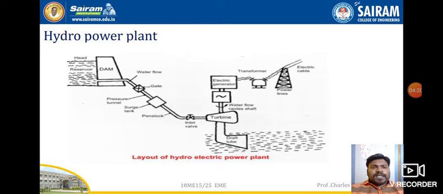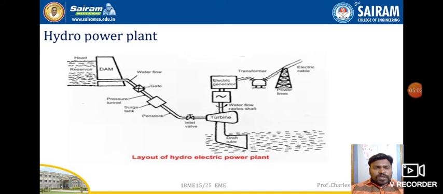There is a gate, so whenever we want the water to flow, the gate is opened and the water starts flowing. There is a pressure tunnel and pressure gauge, surge tank, and then inlet valve. Why is this penstock needed? The water has to come from a higher level, which is the dam, constructed somewhere at a top surface level from the earth. So the water is connected from the dam to the turbine with the help of this penstock.